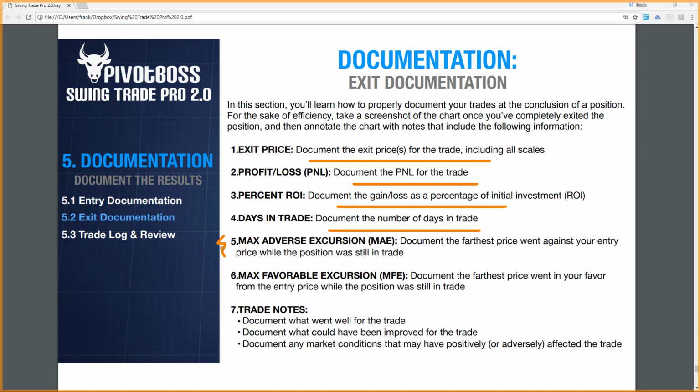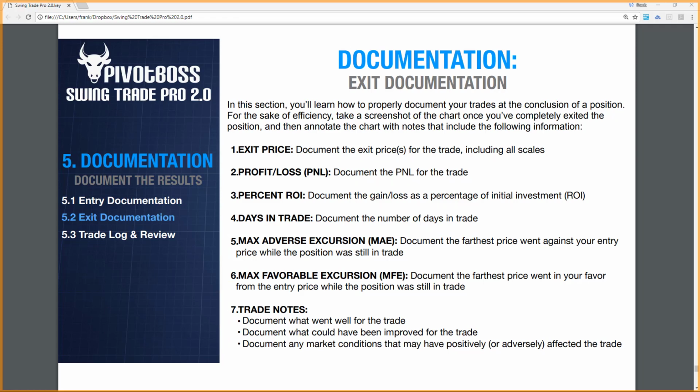And max adverse excursion. Document the farthest price went against your entry price while the position was still in trade. And max favorable excursion. Document the farthest price went in your favor from the entry while the position was still in trade. And lastly, document any pertinent trade notes. So document what went well for the trade, what could have been improved, and any market conditions that may have positively or adversely affected the trade.